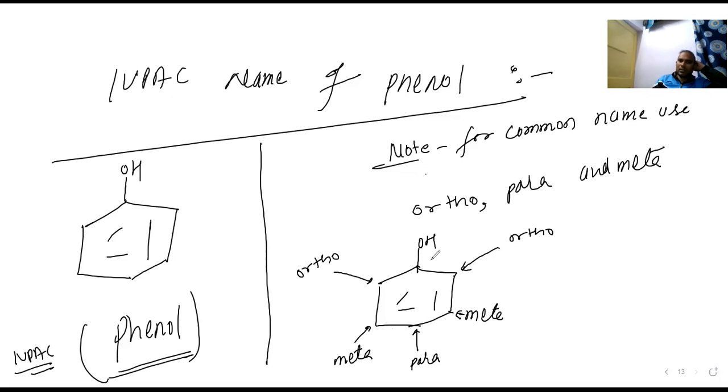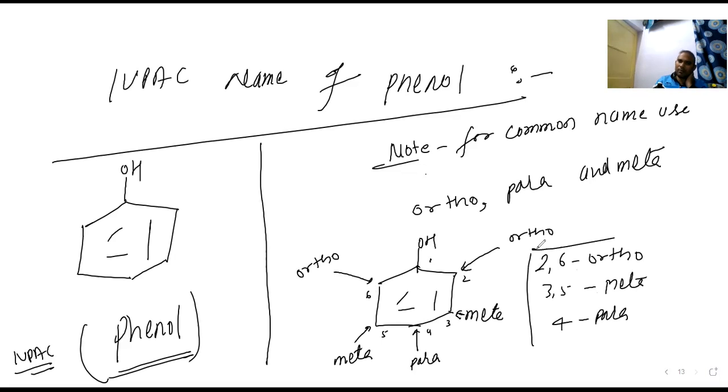If you are counting 1, 2, 3, 4, 5, 6, then 2 and 6 are known as ortho. 3 and 5 are known as meta. Meta means middle, and 4 is para. This we need to memorize. Okay, I will explain it again and again, don't worry.